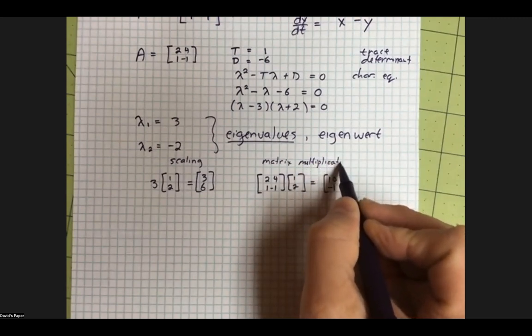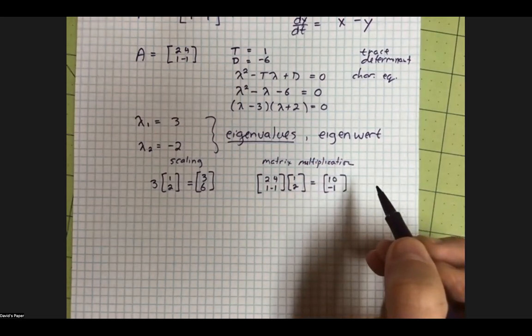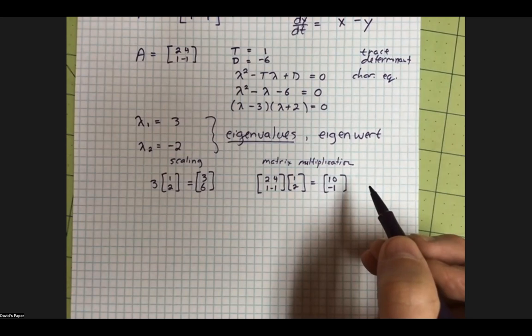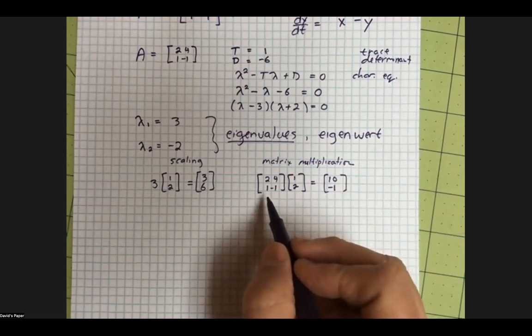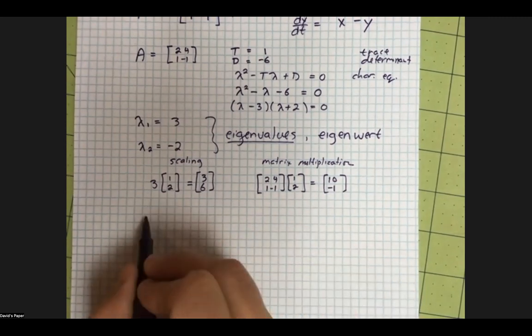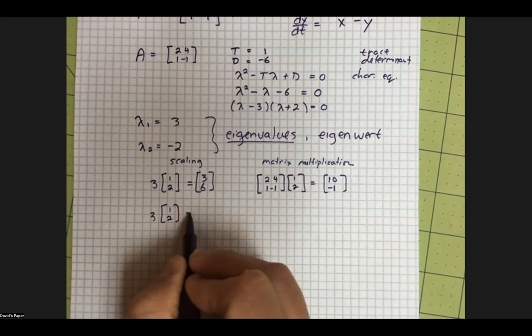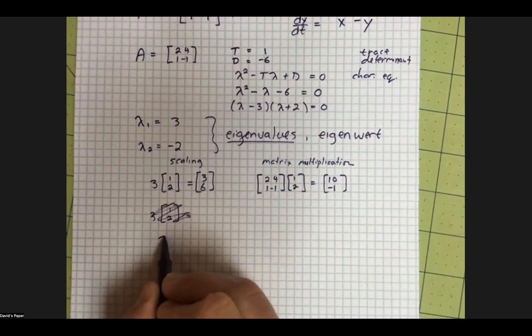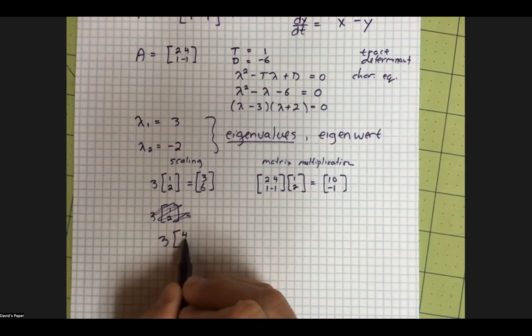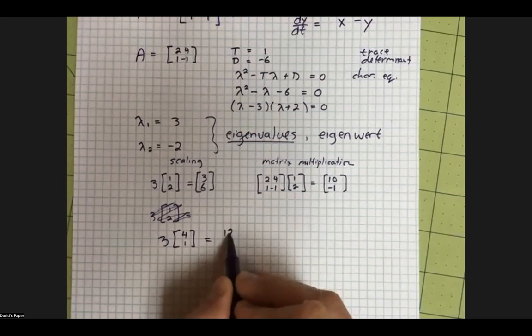But is it so? What if there are vectors where the matrix acts like scaling? Again, 3 times [1, 2] is clearly [3, 6]. How about 3 times [4, 1]? 3 times [4, 1] is [12, 3], right?